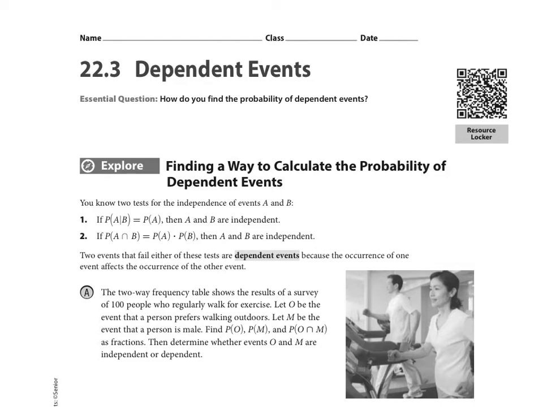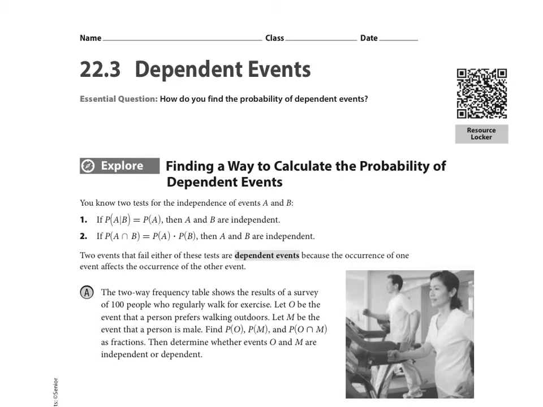But just a quick review here, I'm on page 1165, and we just wanted to highlight the two tests that we've learned in the last video for the independence of events A and B. First, if the conditional probability of A given B is equal to the probability of A by itself, then we can say that the events are independent. Or if the probability of A and B happening is equal to the product of the two separate probabilities of A and B, then we can say that the events are independent.